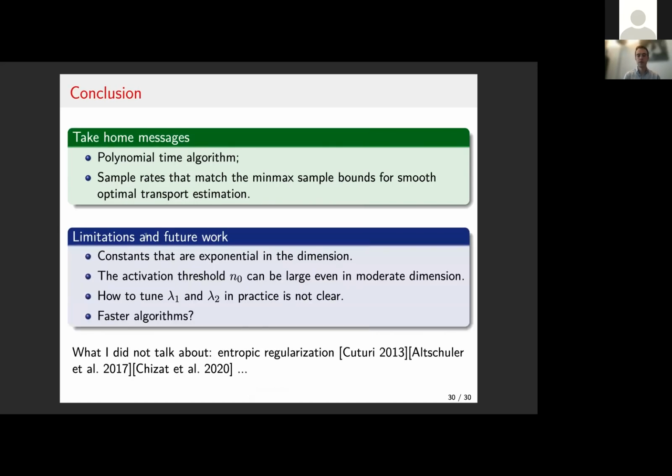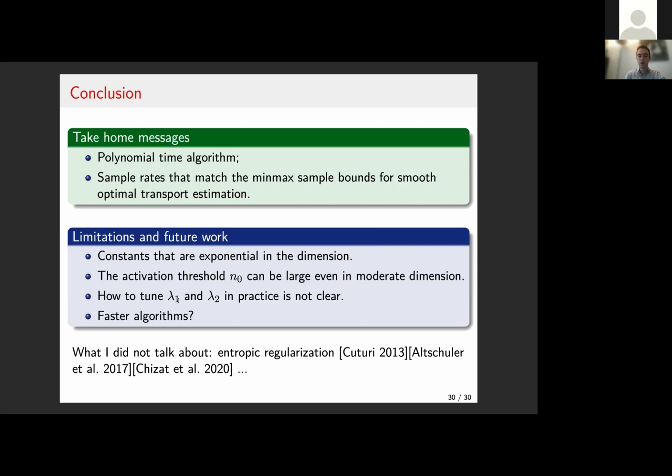But there are still a few limitations and future work that I've maybe not emphasized that much in the talk. I've said that the constants are exponential in the dimension. This seems to be linked to the optimal transport problem, and seems very hard to overcome. One limitation that's particular to our estimator is that before our rates kick in, we have to have a threshold of samples n0 that can be very large, even in moderate dimension. In fact, it can be exponential in the dimension. So before we enjoy our rates, we have to sample enough points to cover our space, as I showed in the previous slide with the Wiggly function. And possibly we might have to sample exponentially many points before we can enjoy our nice rates.